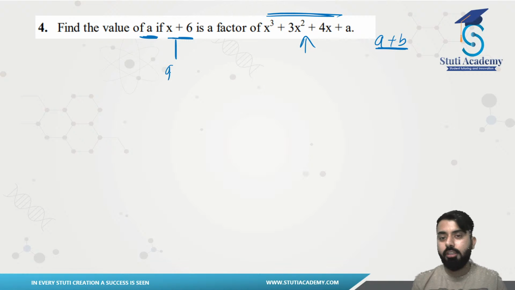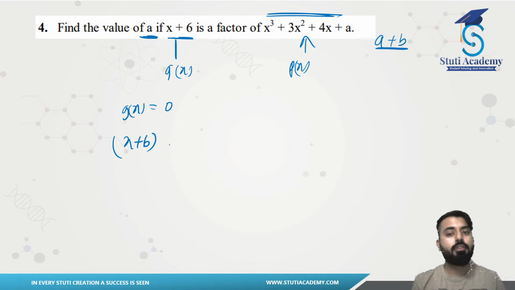So can I call this one as my g of x? Can I call this one as my p of x? Quite easy. You guys should be able to solve this one, right? So this will be what? I will be putting g of x against 0. That will be x plus 6 equals to 0. X will be minus 6, right?